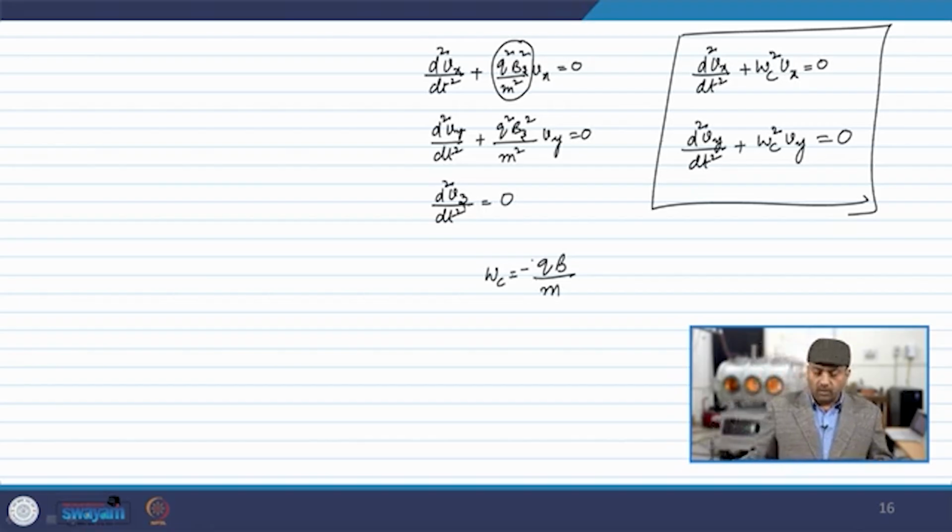We will stop here. We will try to understand more implications of these equations, and how the particle's trajectory will look when it is experiencing a uniform static magnetic field. We will continue this in the next lecture, where we will try to understand the implications of these equations and describe the motion of a charged particle in the presence of a uniform static magnetic field.